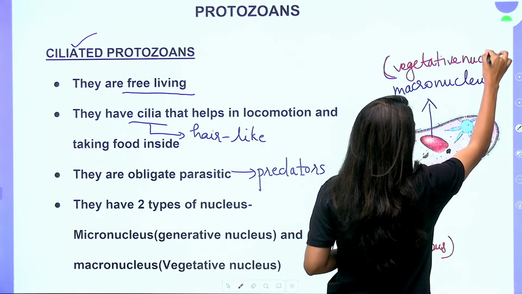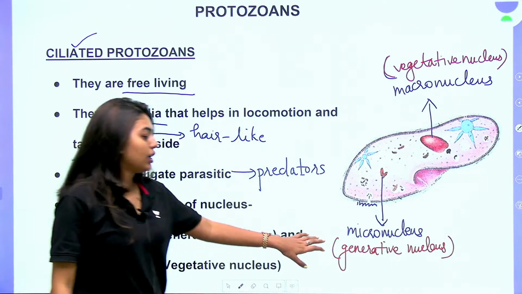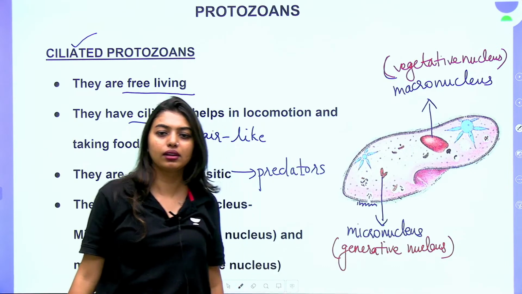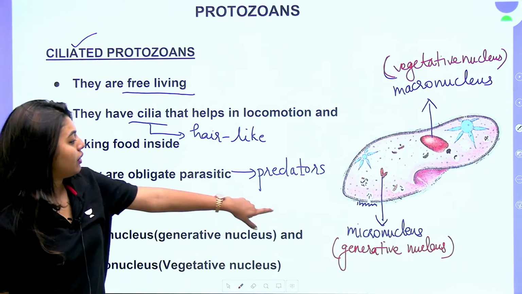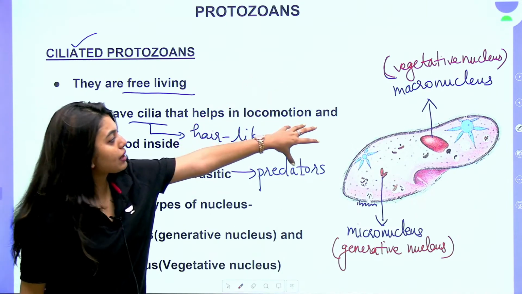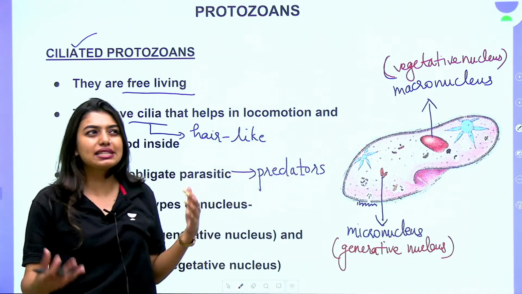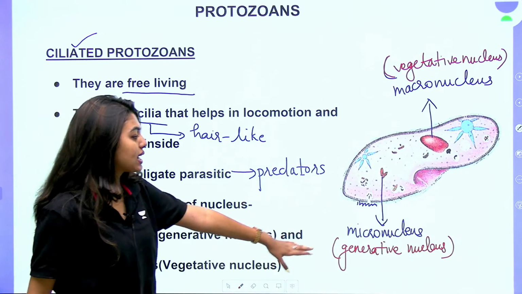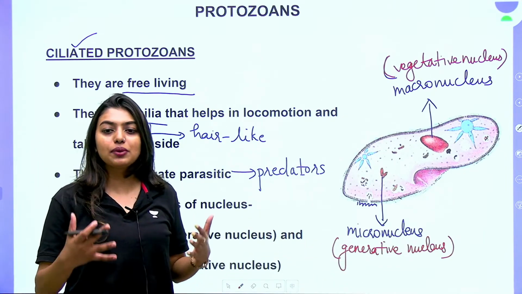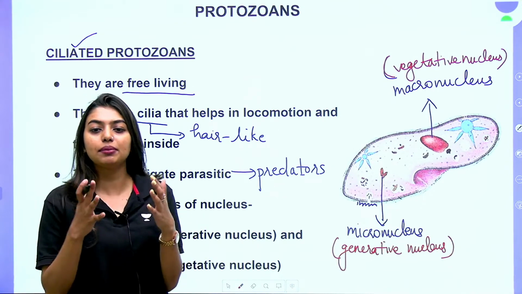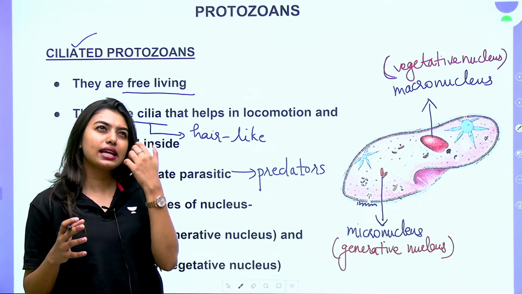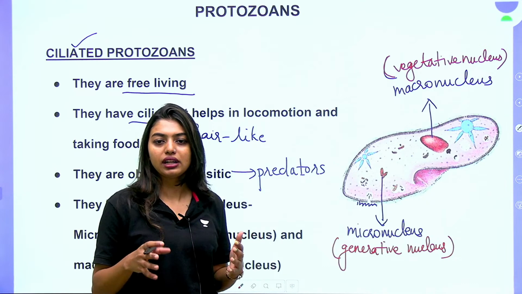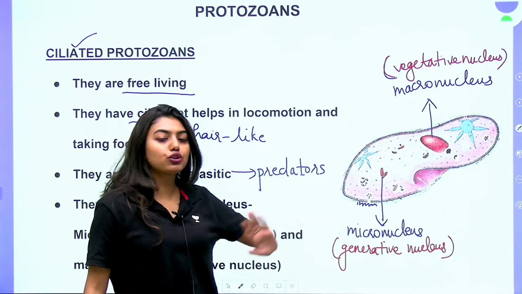Now mark it in your textbook, students. We have micronucleus and macronucleus, okay. Got it? Macronucleus can also be called the vegetative nucleus, that will basically help in all cell regulation, metabolic activities. And then we have the micronucleus, that is the generative nucleus. The generative nucleus will be helping with the reproductive parts. With that part, this micronucleus will be helping.